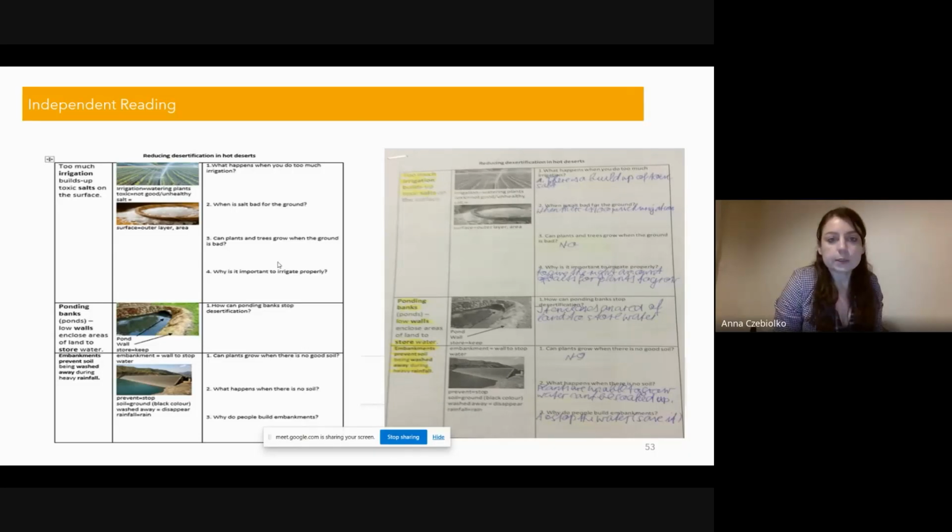So when is salt bad for the ground? So we try to prompt them with simple questions to understand higher level concepts.